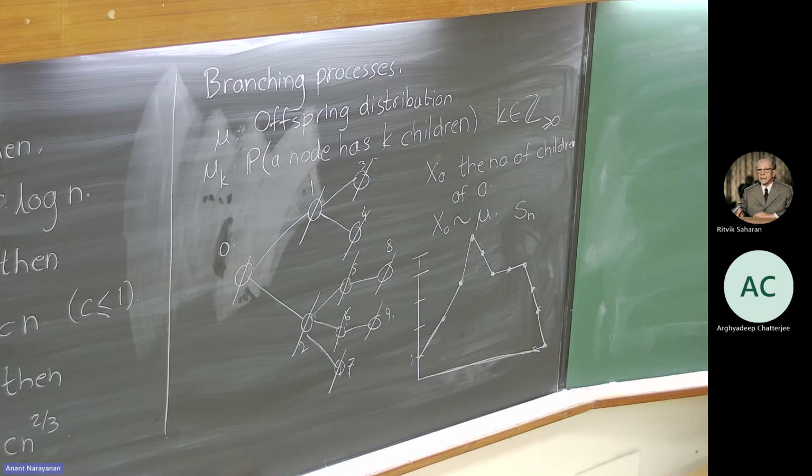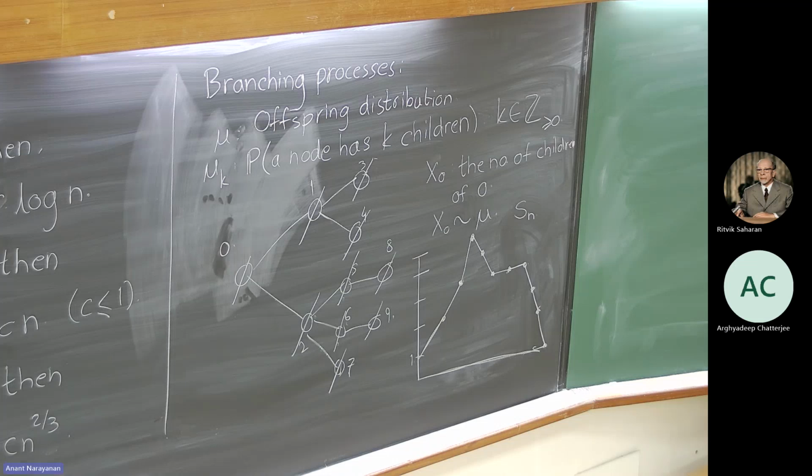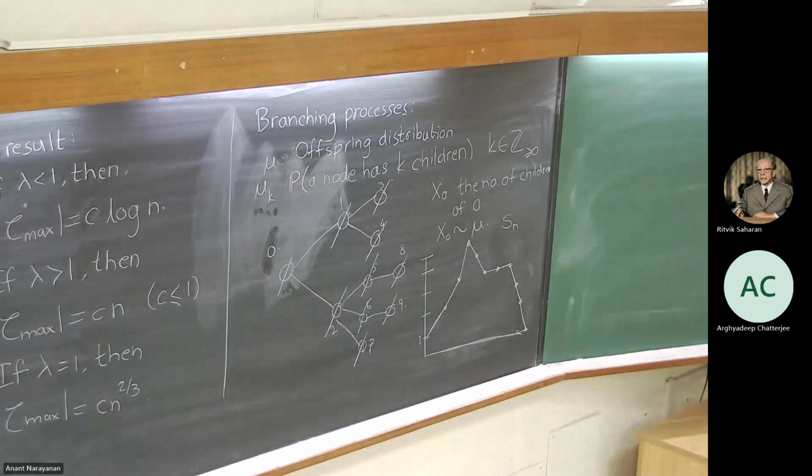In fact, there is something convincing which tells you that the branching process is the correct object to look at. I'll make it more precise, but what I mean is that I can do a similar sort of exploration for the random graph. I'll come back to that.